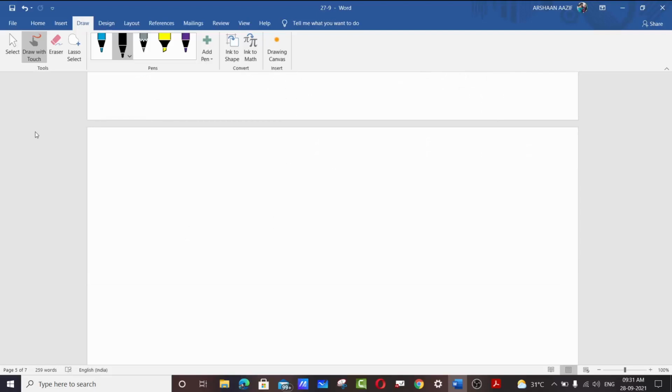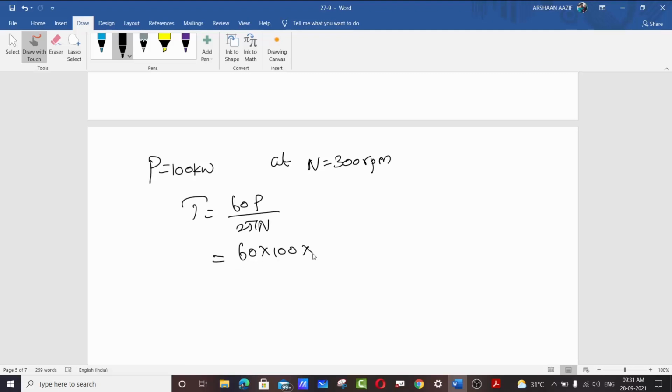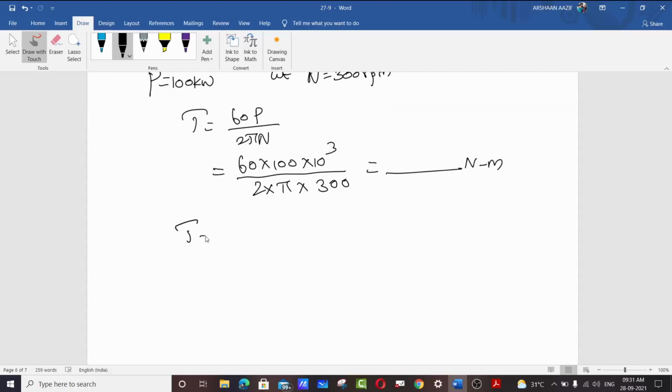So the power that is given here is 100 kilowatt. So power is equal to 100 kilowatt at N is equal to 300 rpm. So T is equal to 60P by 2 pi N, which is equal to 60 into 100 into 10 to the power 3, converting kilowatt into watts, divided by 2 into pi into 300. This will give me my torque in Newton meter. I should always substitute my torque in Newton mm, as I am going to have tau in terms of Newton mm. So this will be converted into 10 to the power 3 Newton mm.